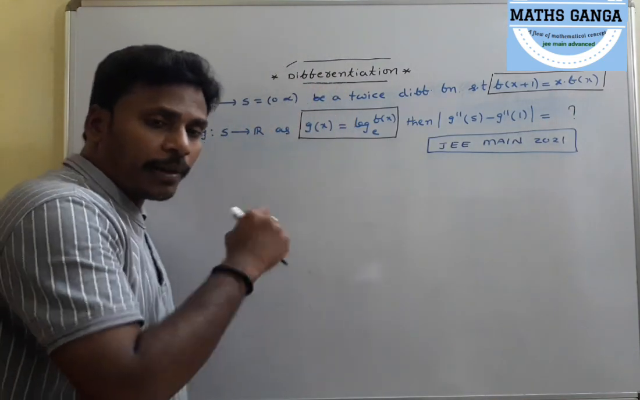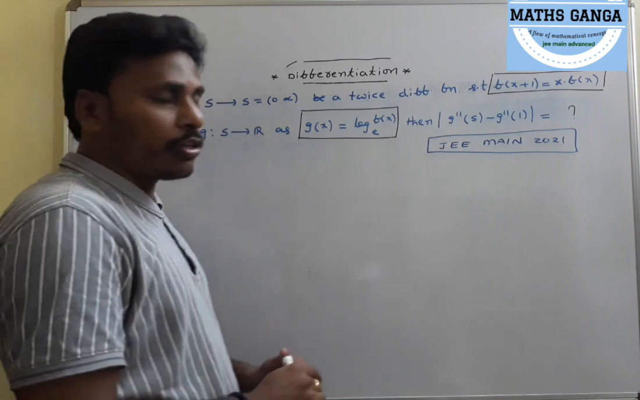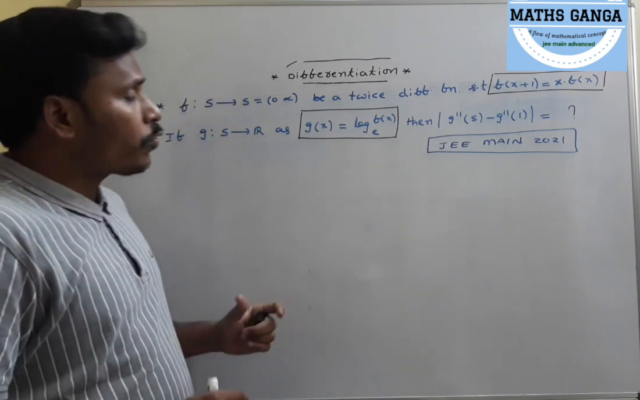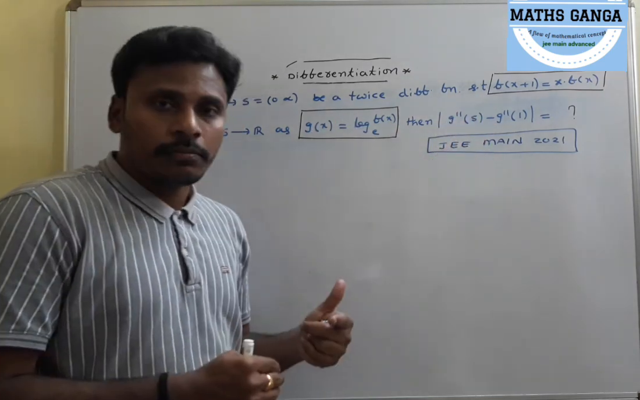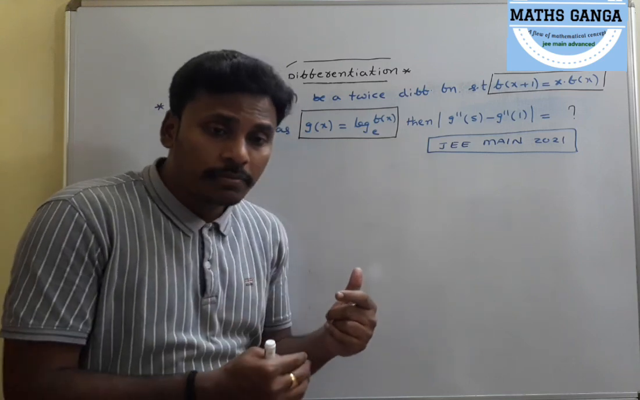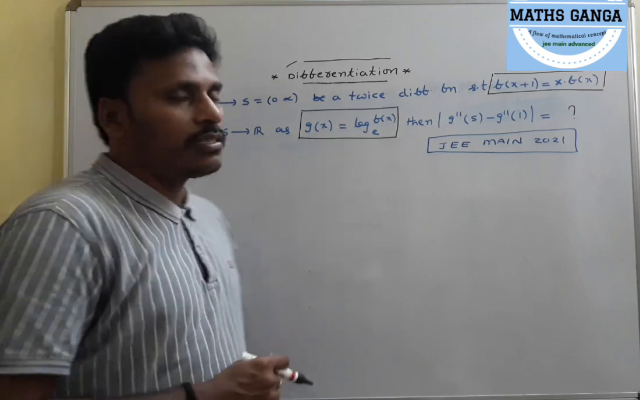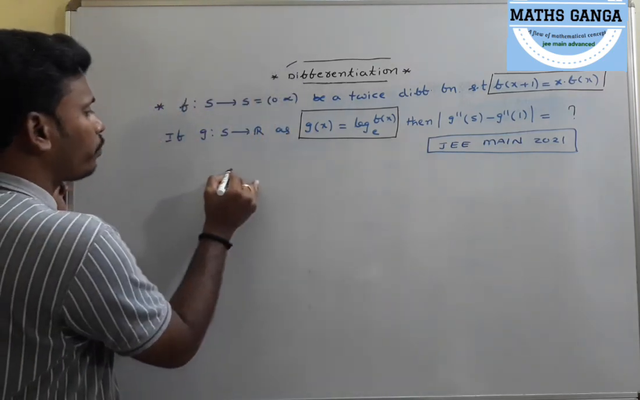From there we need to calculate the difference between g double dash of 5 and g double dash of 1, and its absolute value, its modulus, is included. So how to answer this? First of all, we need to use this f relation and make a relation in terms of g, and differentiate g two times to get g double dash. Finally, g double dash of 5 minus g double dash of 1 and its modulus is our answer.